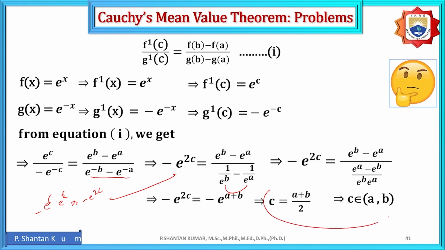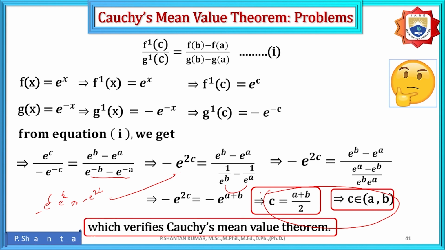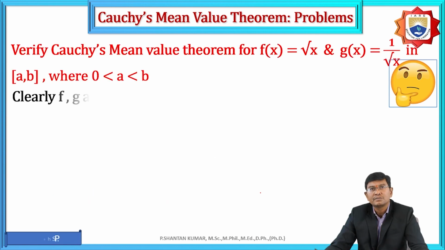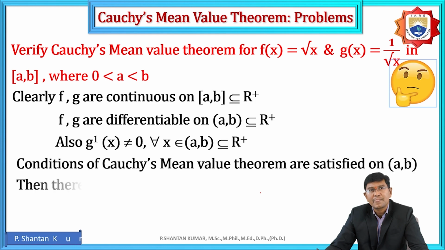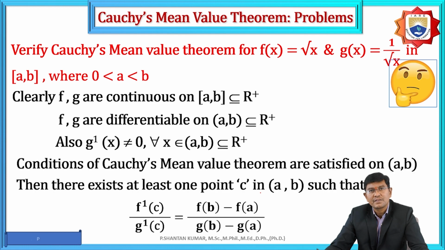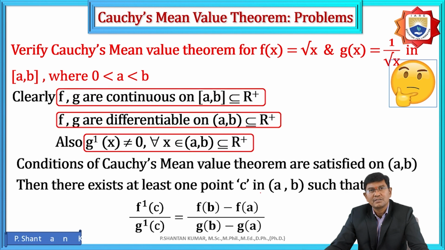And sometimes the problem is indirectly based upon a plus b by 2. That is the meaning of arithmetic mean conditions. A plus b by 2 is also indirectly the arithmetic mean. The functions are satisfied, continuous, differentiable.